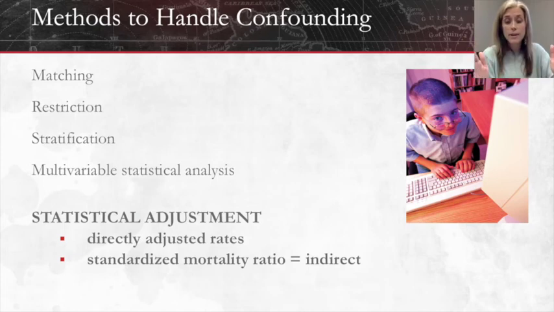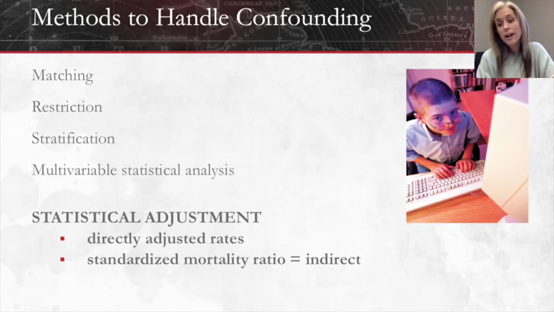I'm going to stratify based upon geographic location and just examine that way. Also, you can do multivariable statistical analyses. We'll talk briefly about this, where you actually adjust for confounding in regression equations as an example. But today we're going to talk about one method, and that's standardization, okay?